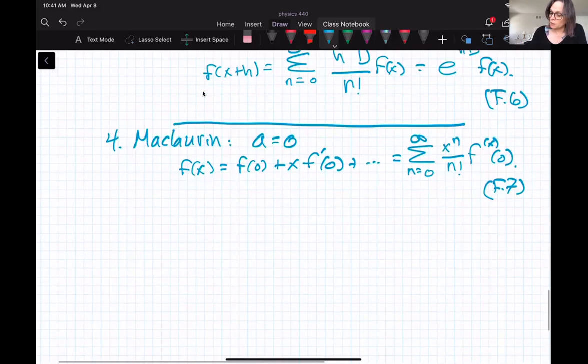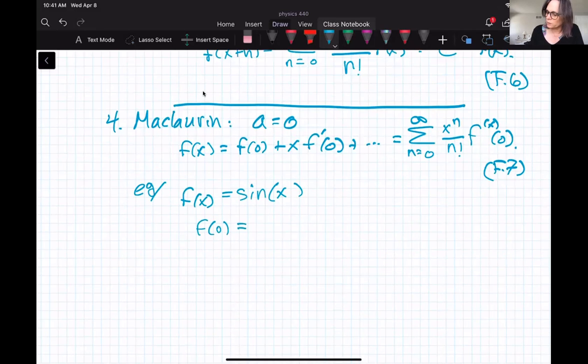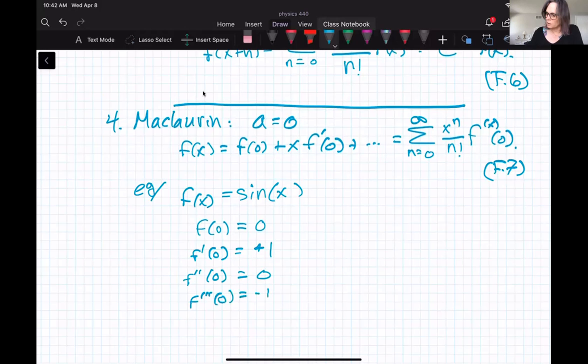Okay, so some examples. I won't do too many of these because you've seen a lot of these already. If we let f of x be equal to sine of x, then we know the Maclaurin expansion would include f of 0 is equal to 0, f prime evaluated at 0, and that's the key thing to remember, you're evaluating after you do the derivative, is equal to plus 1. f double prime evaluated at 0 is equal to 0. f triple prime evaluated at 0 is equal to minus 1, and so on.